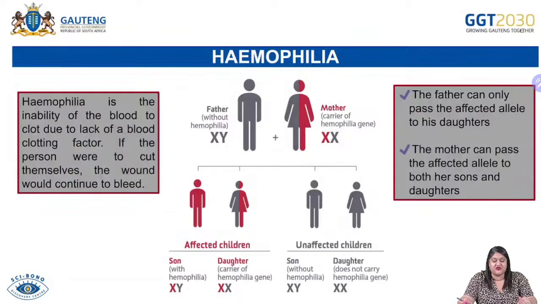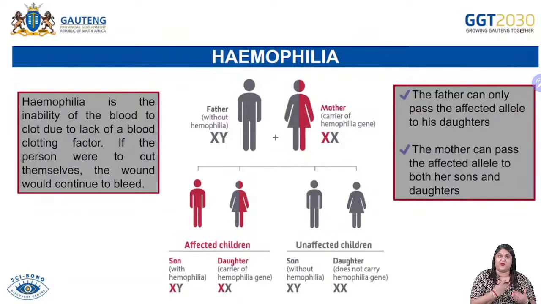If the person were to cut themselves, the wound would continue to bleed. Usually when you cut yourself, a scab will start forming, the blood will start to clot and form a closure so that you stop bleeding. But when somebody has hemophilia, they don't have that blood clotting factor, so they will just continue to bleed out. Okay, but now let's look at the genetics behind this.